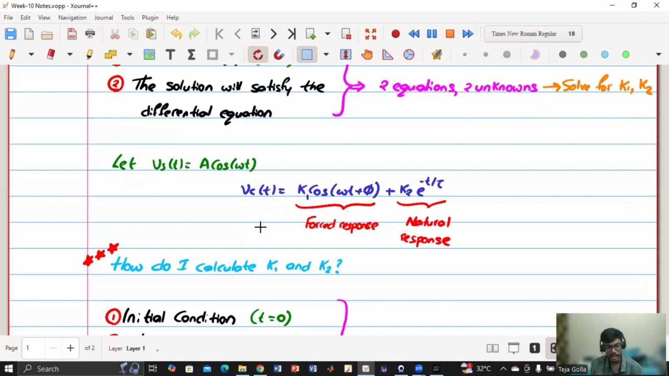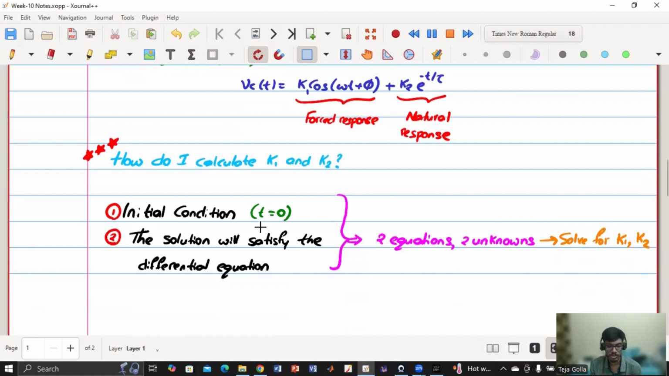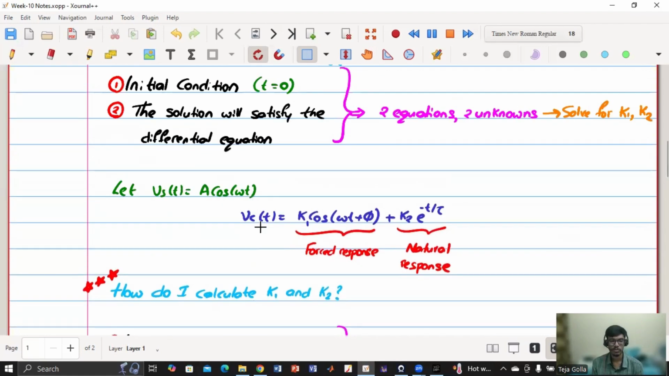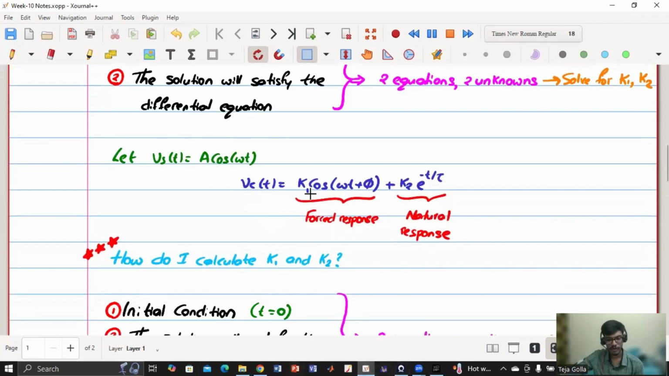Again, how will I calculate k1 and k2? One equation from the initial condition, one equation by substituting this solution in the differential equation, which will give us two equations, two unknowns, and we'll solve for k1 and k2. The same with sine omega t. Say the input is some d sine omega t, the output will be k2 into sine omega t plus phi. It will be a sine at the output with some phase difference, which we can calculate by substituting this in those equations. So now, how will we find k1 and k2? This we'll check by going into the problem solving session.